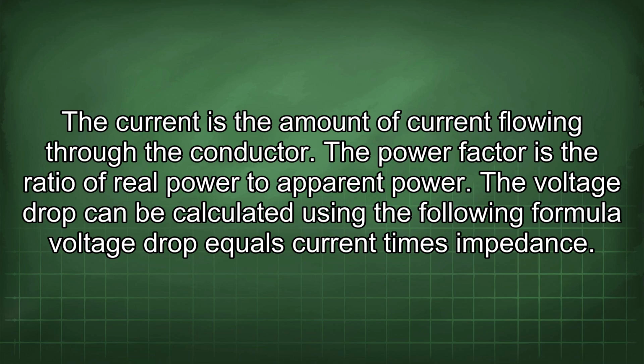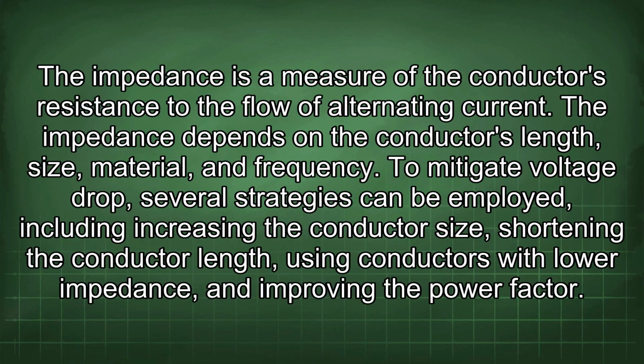The voltage drop can be calculated using the following formula: voltage drop equals current times impedance. The impedance is a measure of the conductor's resistance to the flow of alternating current. The impedance depends on the conductor's length, size, material, and frequency. To mitigate voltage drop, several strategies can be employed, including increasing the conductor size, shortening the conductor length, using conductors with lower impedance, and improving the power factor.